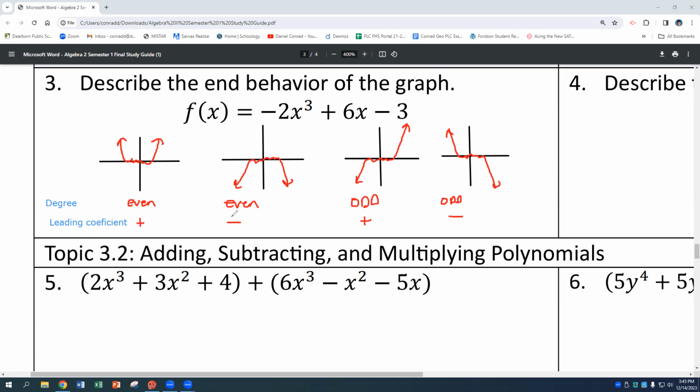Okay, so even, it's going to go in the same direction. Odd, they're going in different directions. Positive, they're both going up. Negative, they're both going down. Odd, positive, you're increasing. Negative, you are decreasing at the ends.